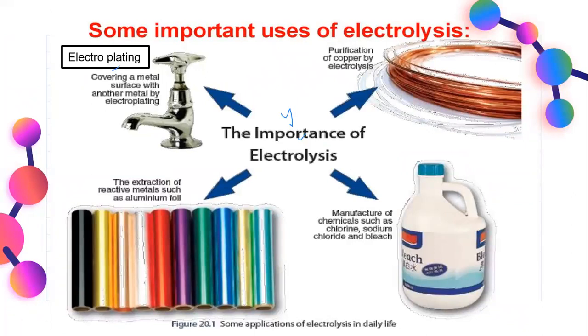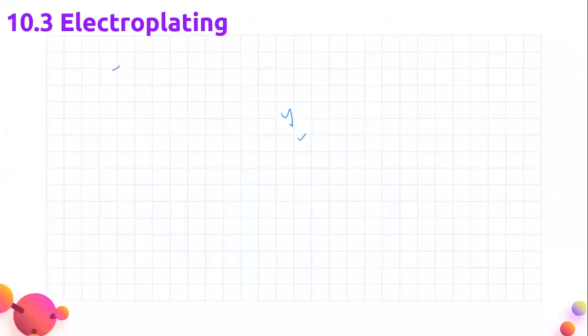Right. So here are some important uses of electrolysis. Electrolysis is frequently used in various industries. One is electroplating, another is purification of copper, and another is manufacture of chemicals such as chlorine, sodium hydroxide, and bleach. Also, the extraction of reactive metals such as aluminum. Right. So let's see what electroplating is.